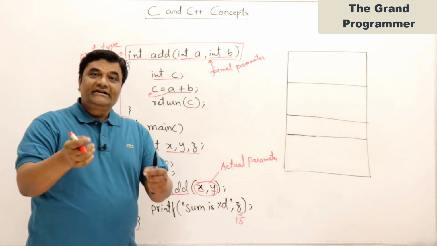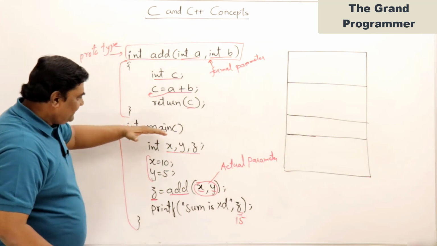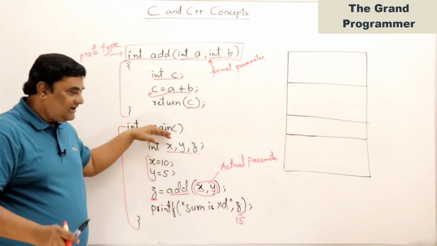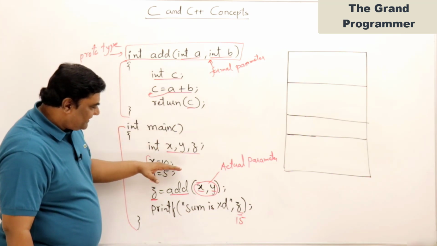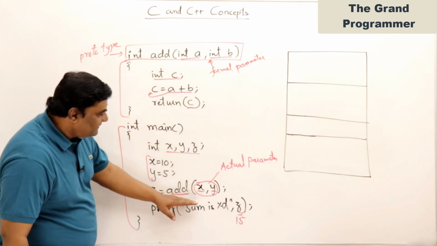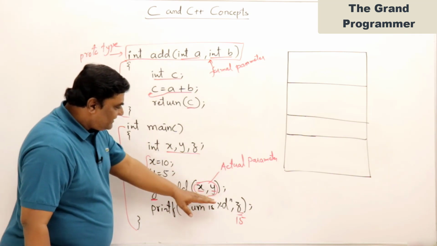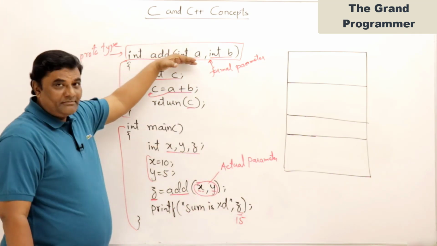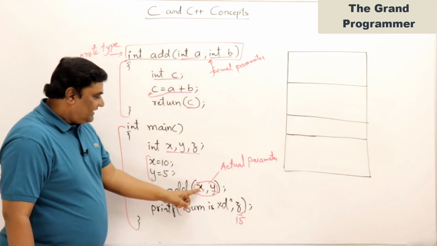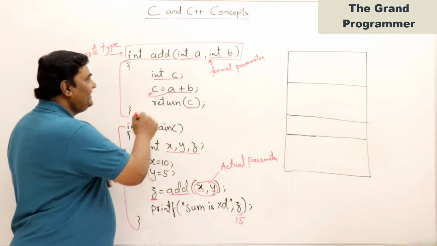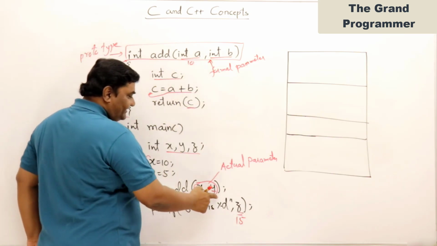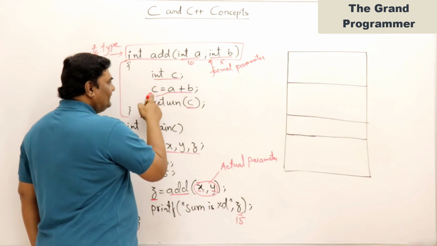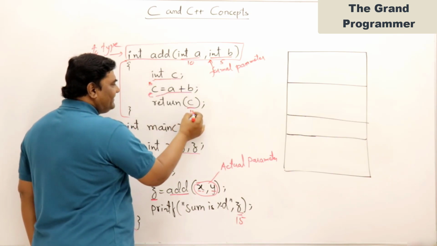Now let us understand the working once again. This is the main function. Program starts from here, the starting point of a program. 3 variables are declared. Values are assigned. Function is called, so the control goes here. And when the control is transferred, the values of actual parameters are copied into formal parameters. So X value, that is 10, is copied in A, and 5, that is Y value, is copied in B. Then in C, the addition of the values is done. This is 15, and 15 is returned.